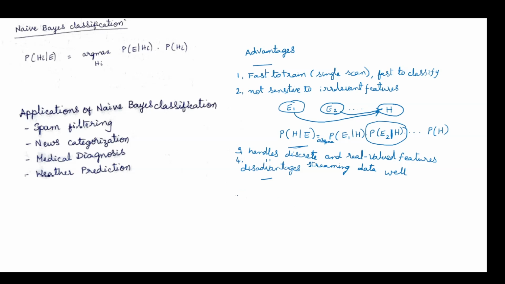Now, naive Bayesian classification is mainly plagued by one disadvantage, that it assumes independence of features. So, in cases where features are related to each other, there is a possibility for naive Bayesian classification to fail.